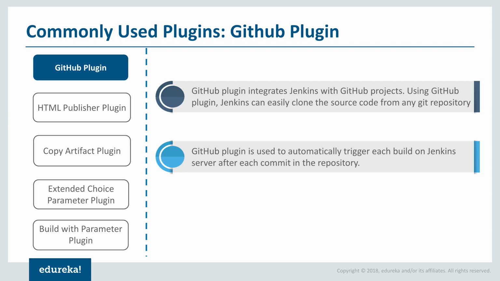It can also be used to automatically trigger each build on Jenkins server after each commit in the repository has been pushed. So basically you create an automated pipeline where any of the developers, when they commit or push code to the source code repository, it will automatically trigger the Jenkins job to be built and completed. You don't have to manually go to the Jenkins page and click on build now to get things done.